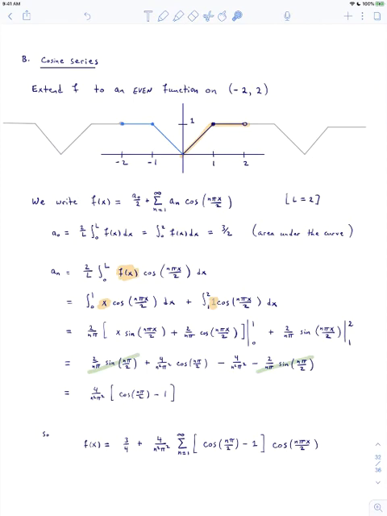So the answer here, this coefficient, you have the 4 over n squared pi squared. So whenever cosine of n pi over 2 is equal to 1, this is 0. But whenever it's equal to minus 1, you get a minus 2 here. But it's also equal to 0 half the time, and you just have a minus 1. So I just thought it was easier to leave it like this rather than to try to simplify it.